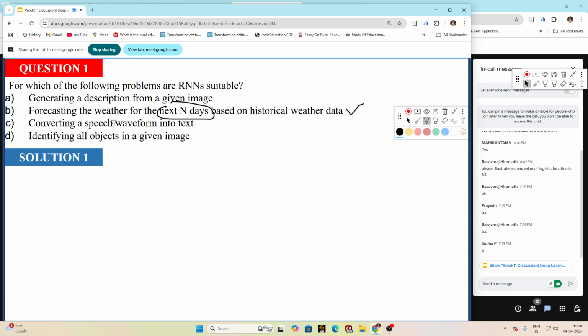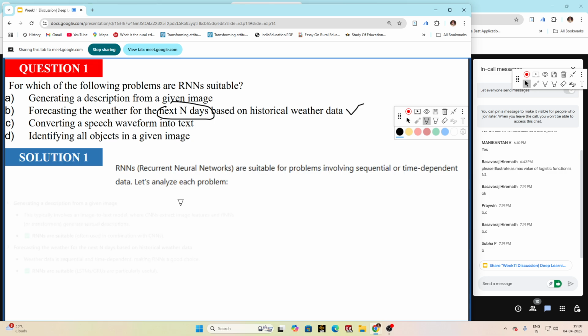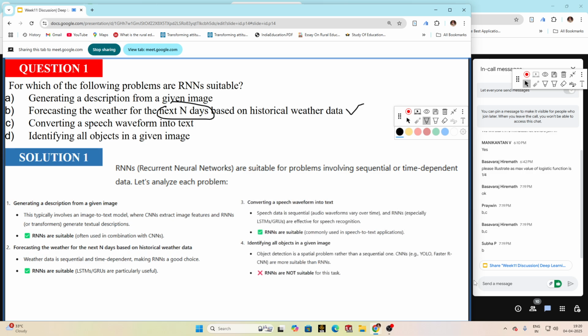Okay, and also we have to predict the weather for the next 10 days. So this is a sequential learning problem. That is why RNN is applicable to option B. Now what about option C? Converting our speech waveform into text. Whenever we talk about speech waveform, this is also a kind of sequence learning problem. Speech data is sequential. Audio waveforms always vary over time, and RNNs are effectively useful for speech recognition. So option C is also right.